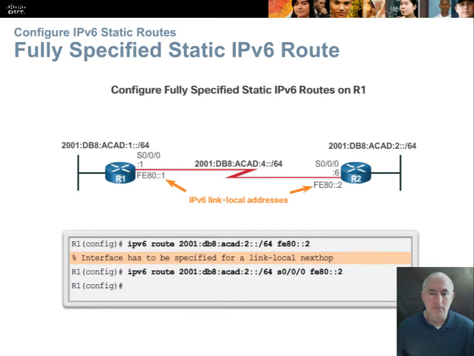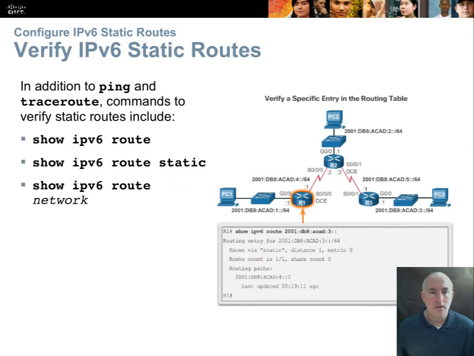Link locals are sometimes used more often because they're always there. So even if you haven't specified a global IPv6 address, just by making an interface IPv6, it instantly and immediately gets a link local. Link local is always there. Okay, in addition to doing ping and traceroute to verify that this works, you could take a look at the routing table.